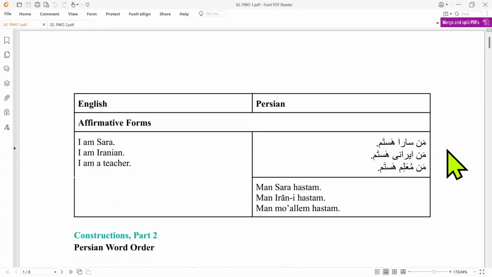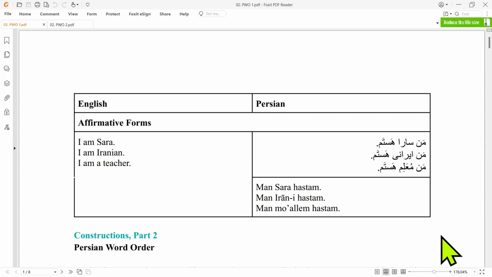Alright, now let's put our verbs in context to see how they work. If I want to say I am Sara in Persian, I would say man Sara hastam. For I am Iranian, I would say man Irani hastam. And I am a teacher would be man muallim hastam.